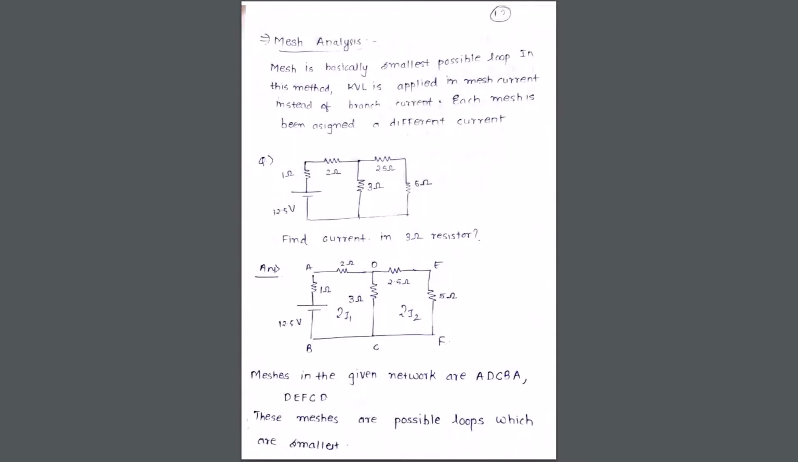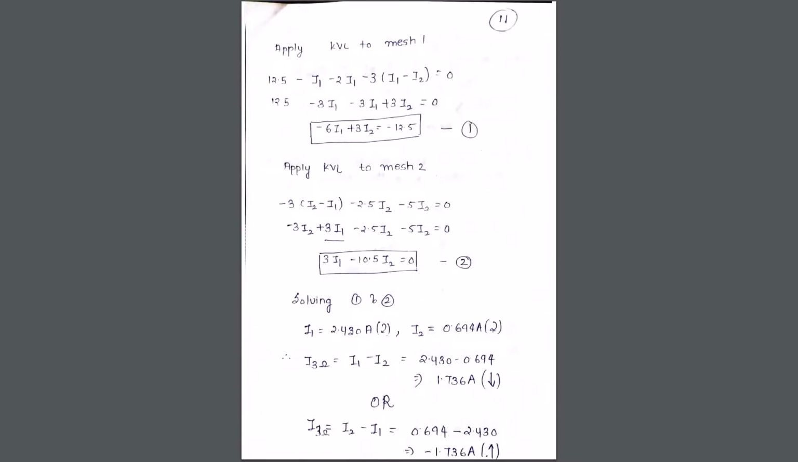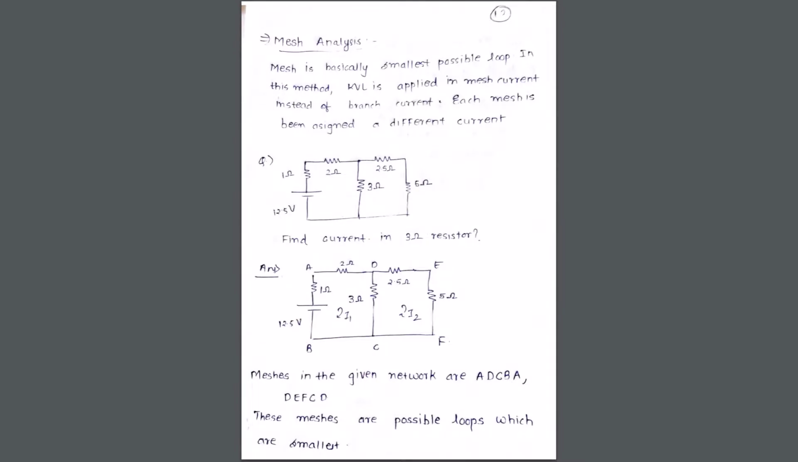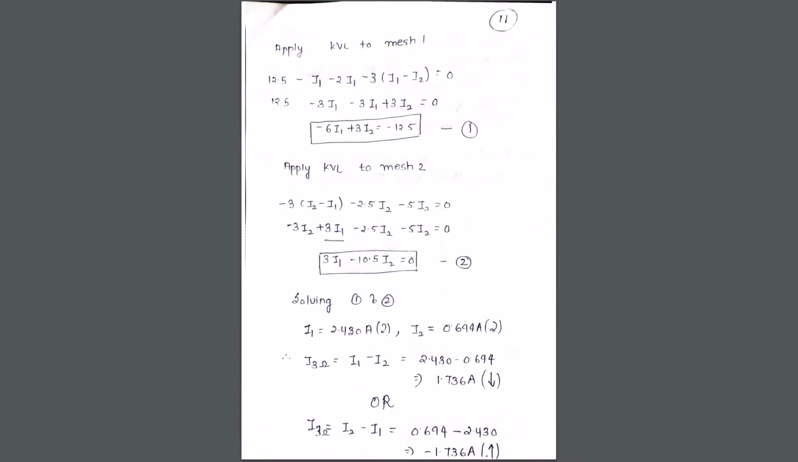And why it is I1 minus I2 and not I2 minus I1? Because I am in the mesh 1. Since I am in the mesh 1, I am giving first preference to I1 and then the next preference to I2. So I hope I am very clear with this first equation. How does this first equation come? Assuming current to be in a clockwise direction, I am taking plus 12.5 minus 1 into I1 minus 2 into I1 minus 3 into I1 minus I2 equals 0.